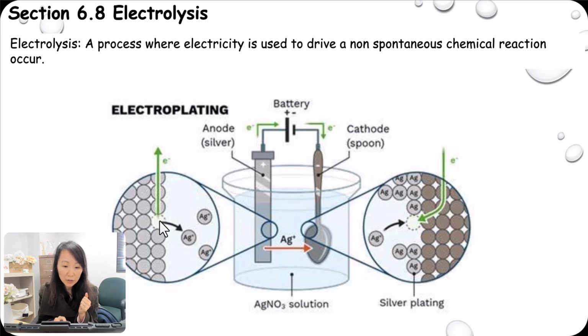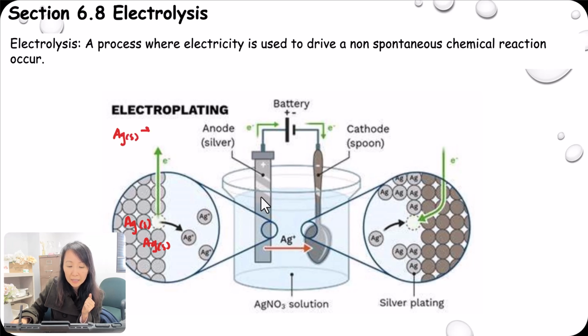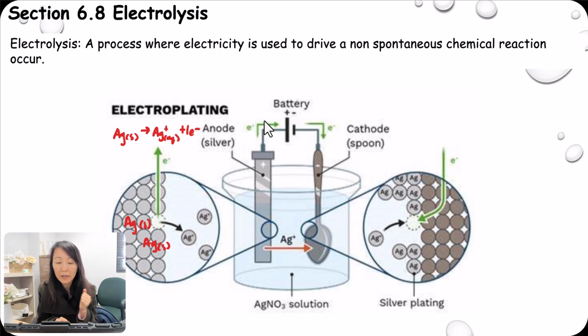So over here, if you look, these are all solid silver and they're all neutral. So Ag, solid and neutral. Well, one electron is being pulled in this direction, going from the anode. If I were to write this, it's silver solid forming into silver plus aqueous, and one electron has been pulled out. That electron is being pulled out by the battery because this is a non-spontaneous reaction. And then the electron is now traveling towards the spoon, towards the cathode side.